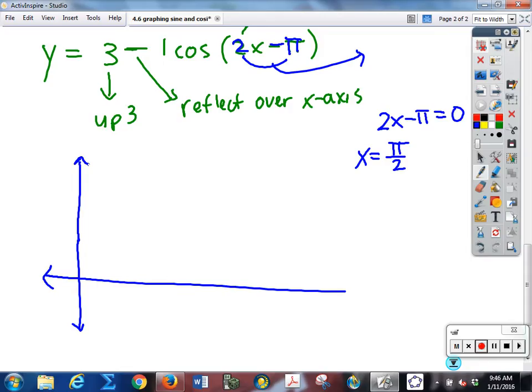1, 2, 3. So normally this is going to be like my pretend x-axis on my new graph. How far up and down is it going from this line? Amplitude. 1. So it's just going up 1 from it and down 1 from it. Okay. Period.